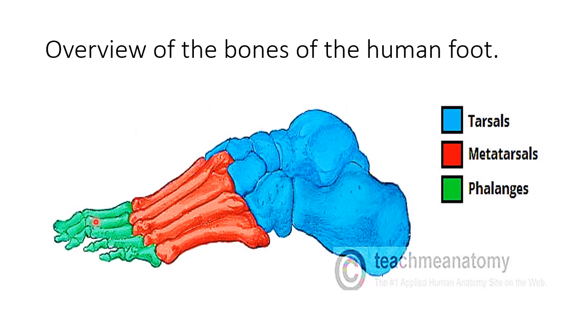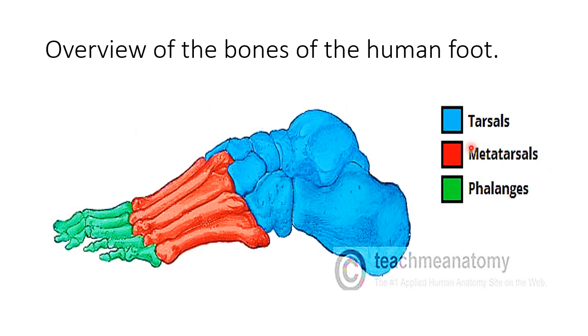Sometimes you can divide the foot into three regions. They call it the hind foot, which includes the talus and calcaneum, and then the midfoot, where we have the navicular, cuboid and the cuneiform bones here, and those are part of the tarsals. And there is the forefoot. The forefoot is the metatarsals and phalanges. So if you divide them, there will be the hind foot, the midfoot, and then the forefoot.